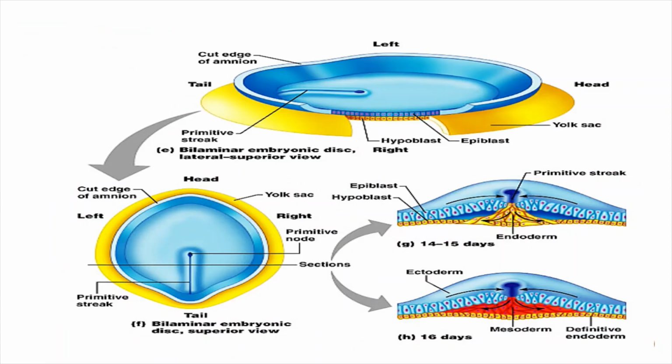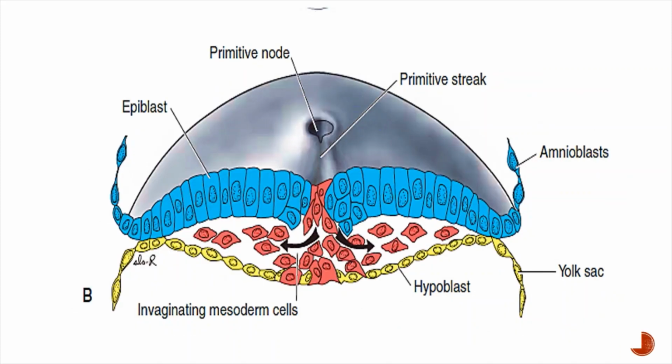Alright, same schematic diagram showing the transformation from the bilaminar disc to a trilaminar disc in gastrulation. Okay, this is the same illustration that we were talking about.